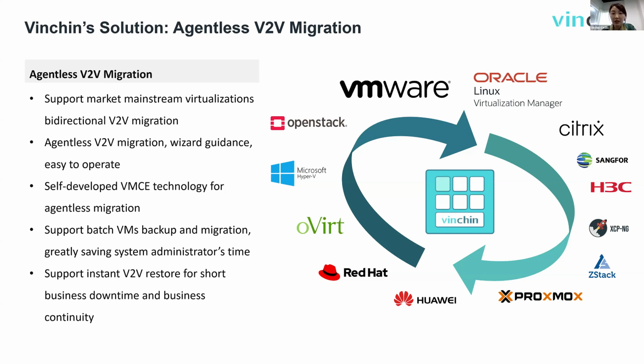This greatly saves the operator's time. And our solution is applicable for both small to medium-sized companies and large enterprises. For example, in the past, we had a customer called Auslink who had migration needs for about 1,800 virtual machines. And Vinchin helped the company successfully complete the whole migration work.